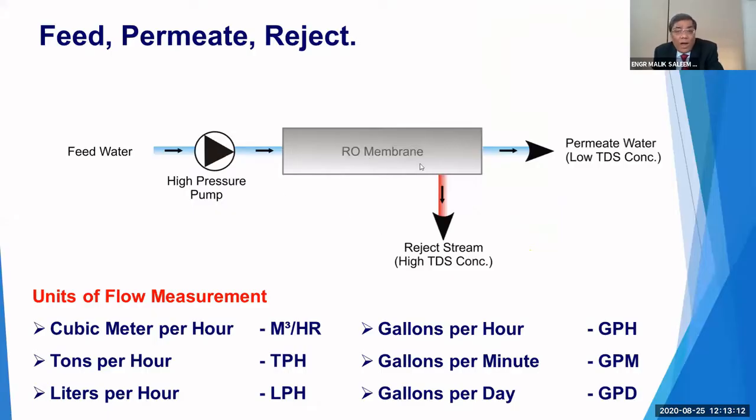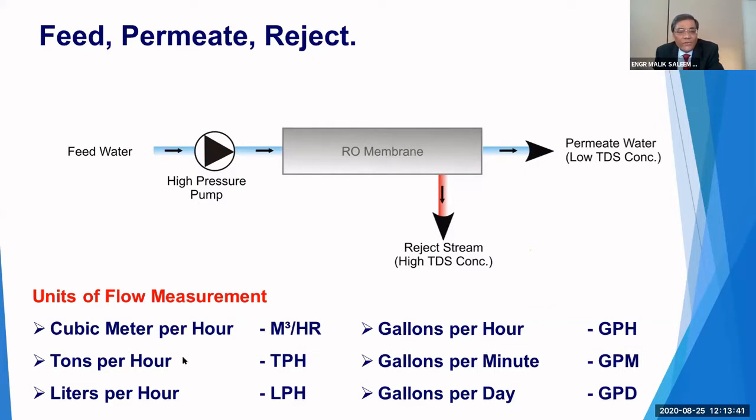Normally in RO, we have three main components. One is the feed, the other is the permeate, which is the product water, and the next stream is the reject. These are continuous streams, and the feed of RO is made through the high pressure pump, and then it passes through the RO membrane, which is housed in the pressure vessel. And from the center, we have permeate water, which is basically product water having low TDS.